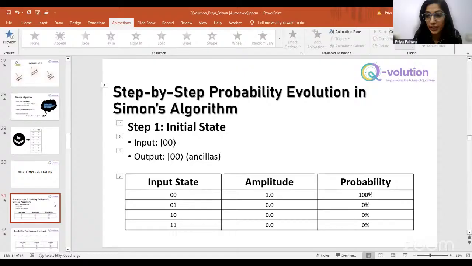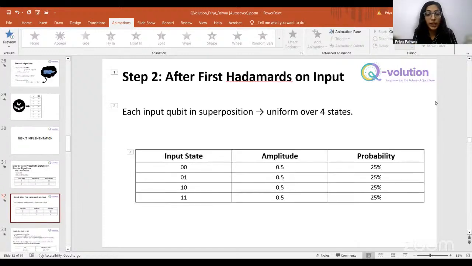First of all, what we did was initialize the qubits, initialization, right? That is the first step. We initialize the qubits to 0, 0, so when we initialize the qubits, other states are not coming into the picture. Next, after the first Hadamard on the input, all my states are in equal, uniform superposition. All the amplitudes become 0.5, 0.5, 0.5, 0.5, as you can see, and so forth for the probabilities.